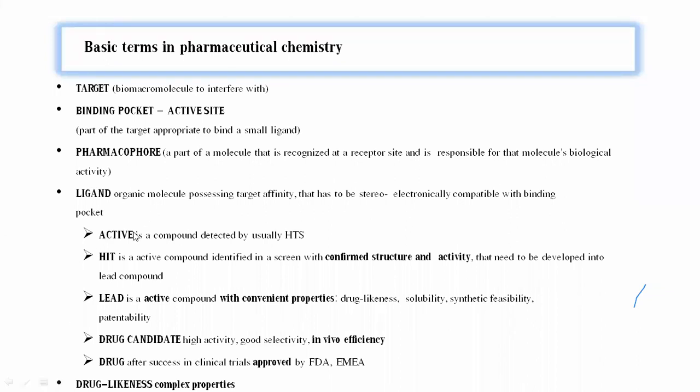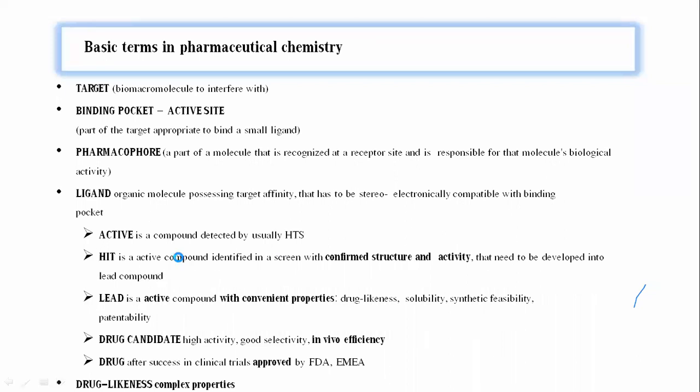We are going to search, we are going to recognize any active drug molecule, which is detected by high throughput screening. From thousands or crores of compounds, we are going to discover a single drug molecule. So this is high throughput screening, that is selection of the active drug molecule. Then HIT. HIT is an active compound which is identified in the screen with confirmed structure and activity that needs to be developed into the lead compound.